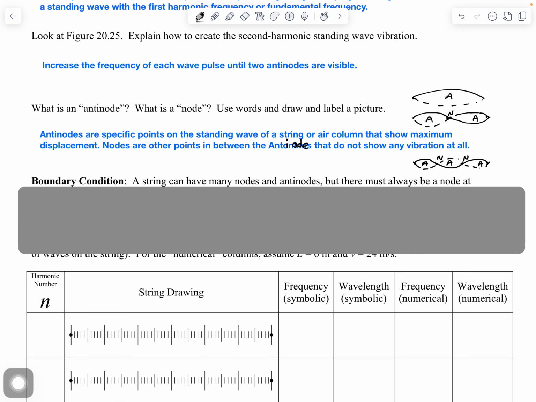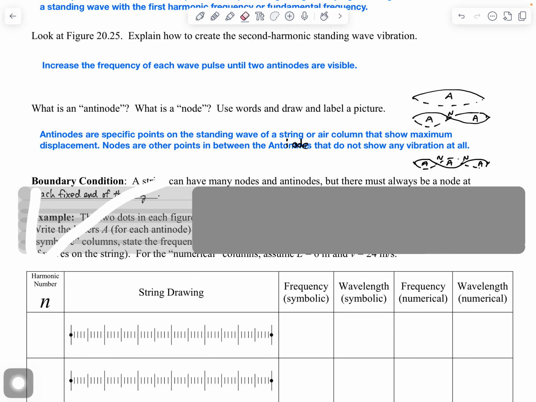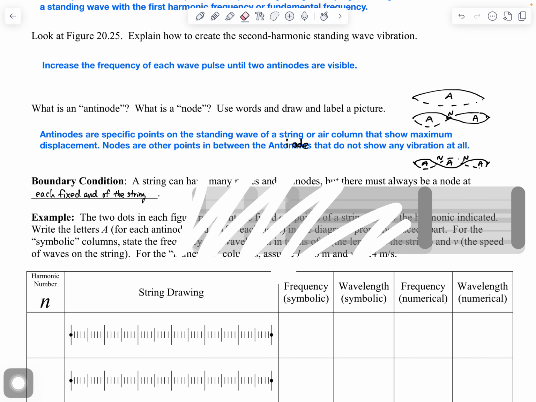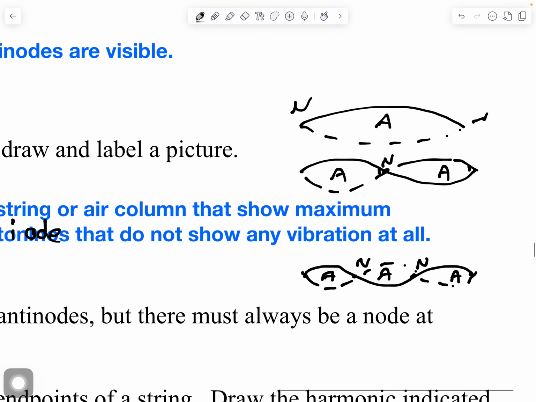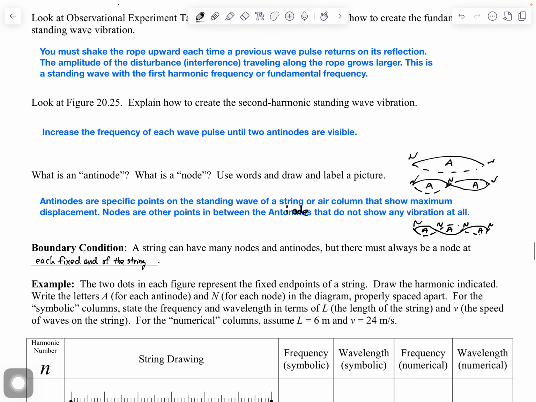Okay, boundary condition. A string can have many nodes and antinodes, but there must always be a node at the fixed end of any string. So one thing I didn't talk about is the fact that really there's a node at the end that I just didn't really consider.